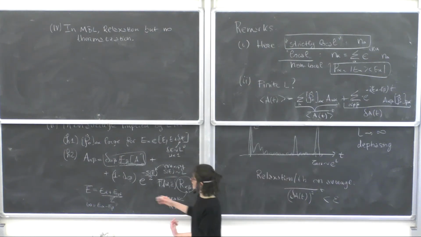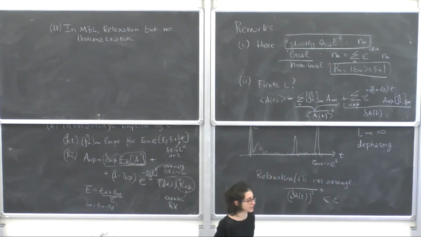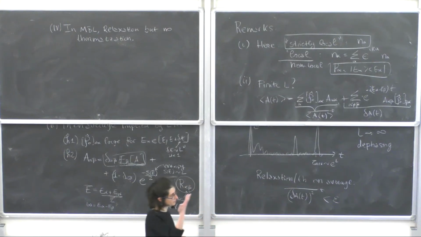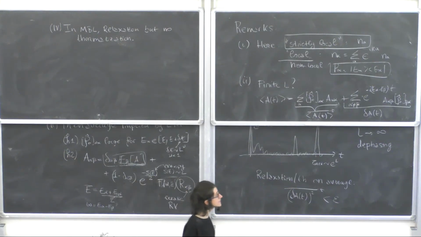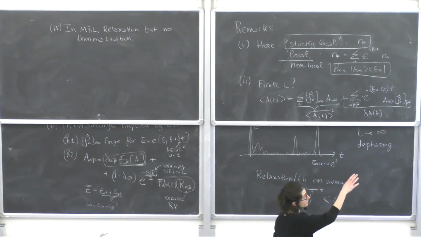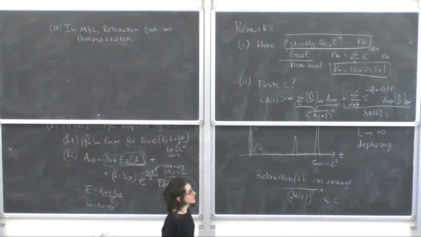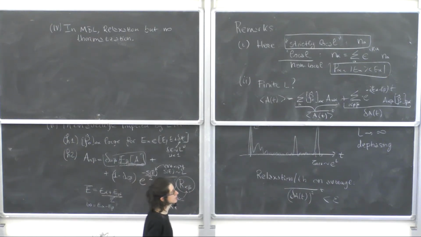Which is true in generic systems, but it is not true in MBL. And here you see some examples of the numerics. So this is one of the early numerical results of Hughes and Pal.